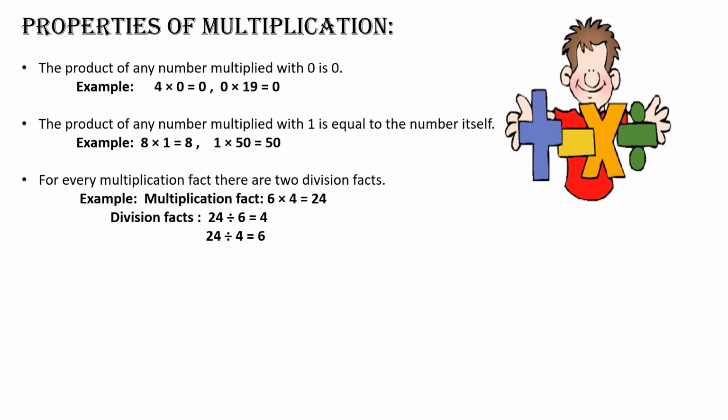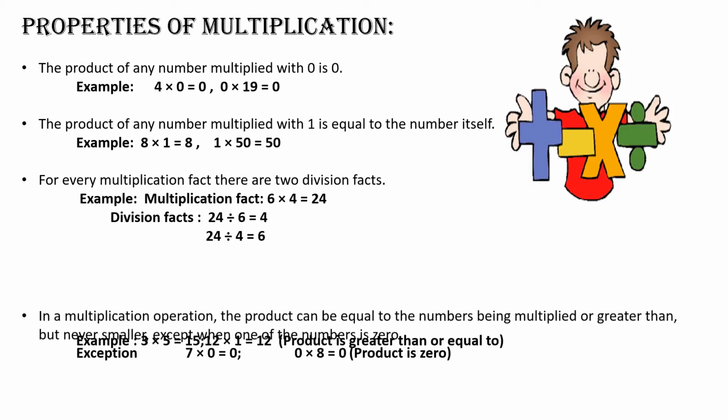The next property: for every multiplication fact, there are two division facts. For example, 6 times 4 is equal to 24 is the multiplication fact. Now, what is the division fact for it? 24 divided by 6 is equal to 4, or 24 divided by 4 is equal to 6. So this helps me to recheck my answer too.